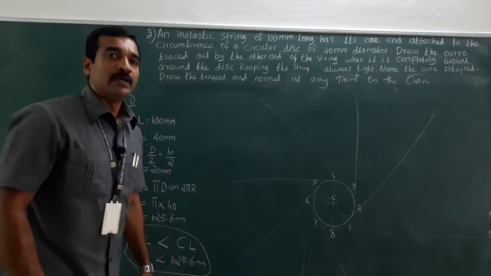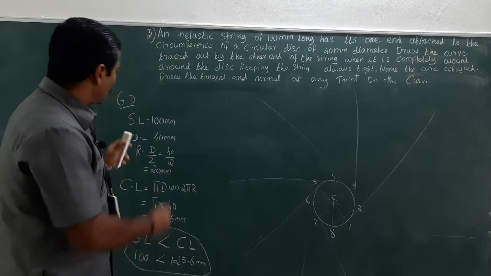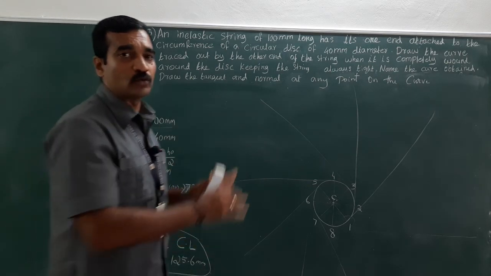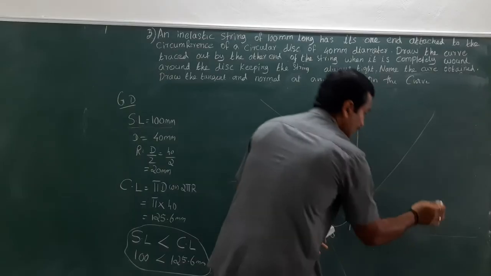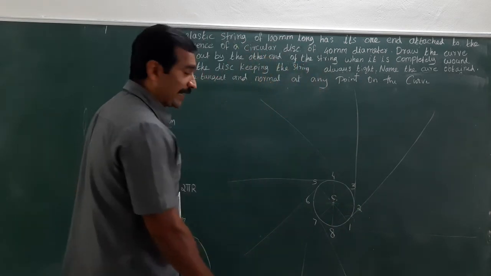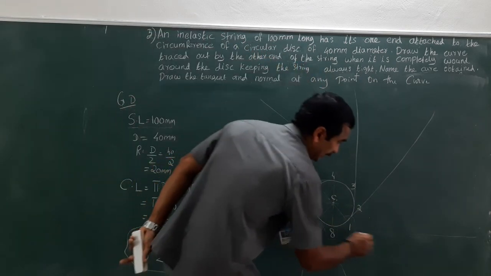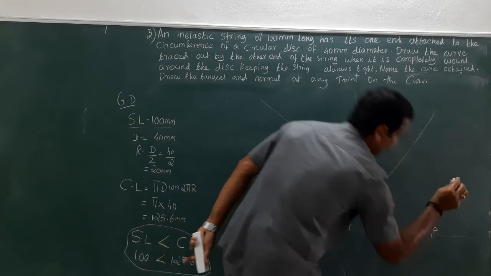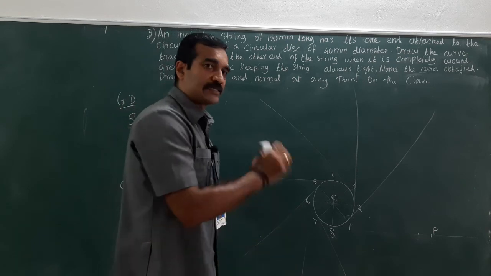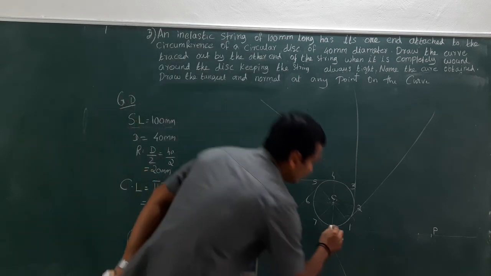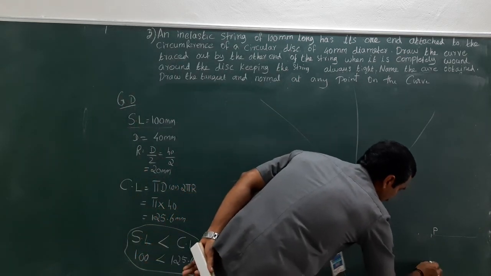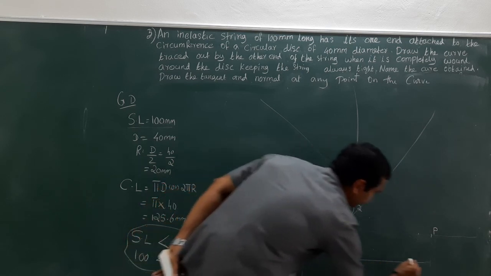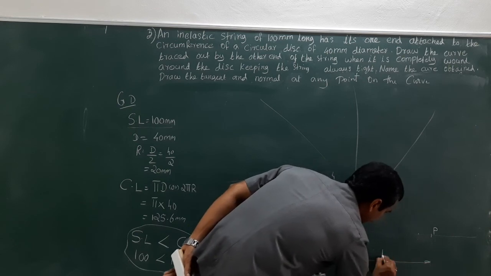What is next? Remember, whatever length is given, that is the string length, and for that length we need to draw the line. So take 100 mm, that is the string length, from point 8 and mark it somewhere here. This point is taken as P. So this is the string length, which is 100 mm.